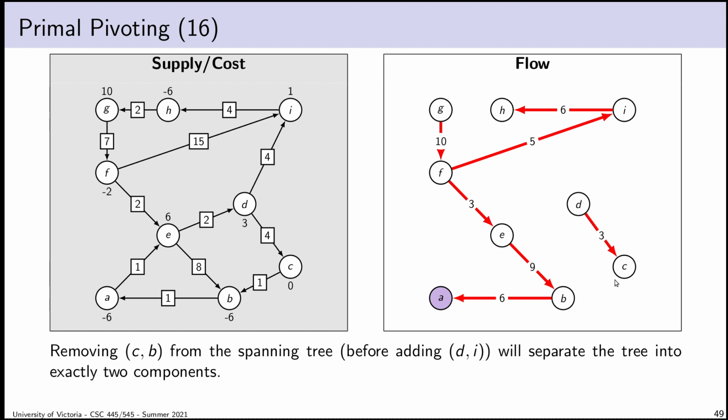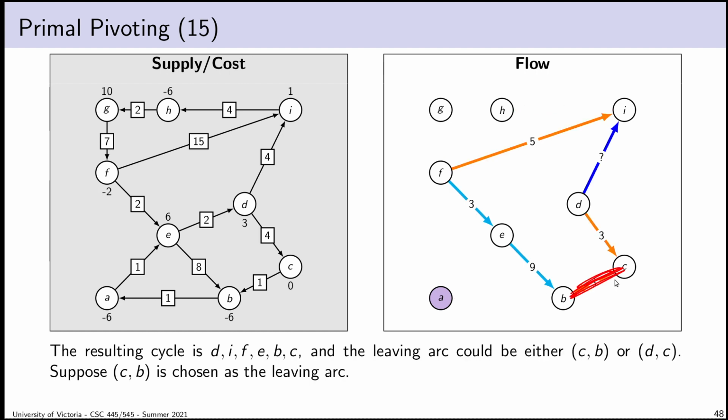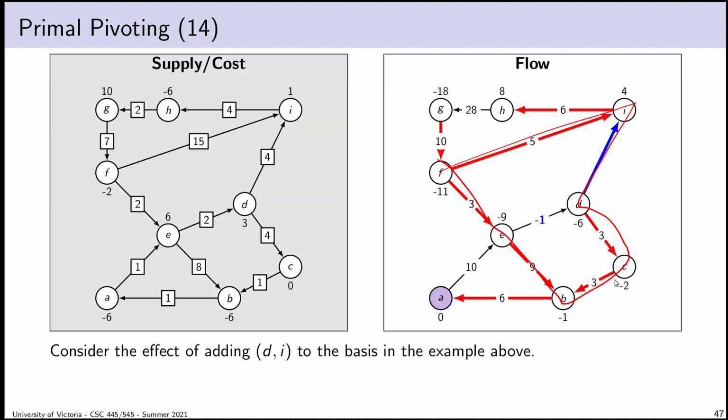Okay, so I remove CB from the spanning tree. Now, before we go any further, I want to talk about that recomputation thing. So before I recompute my flows, I want to ask the question, if we go back to our initial example, so we have all these dual variables and dual slack variables. I know that I'm going to need to recompute them when I'm done.